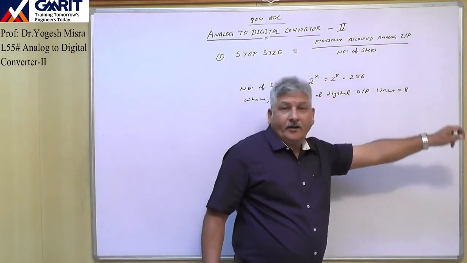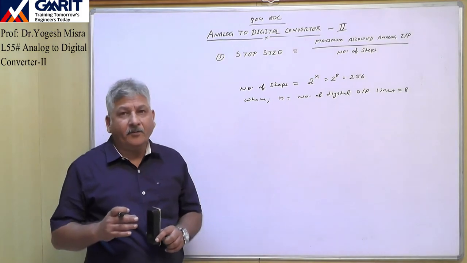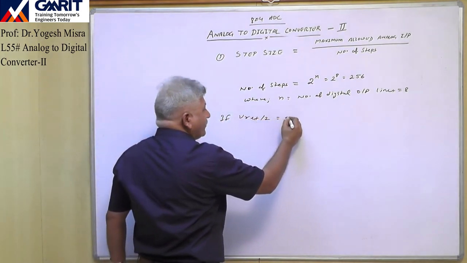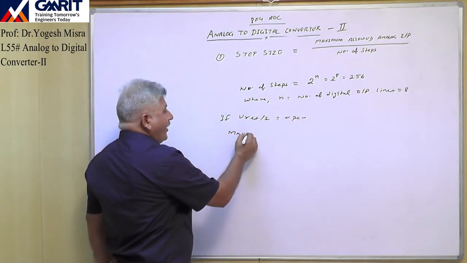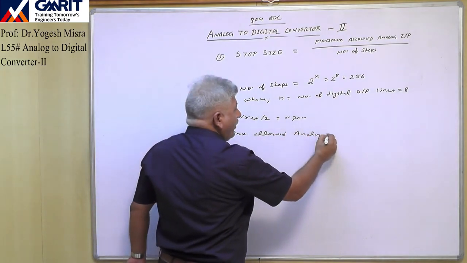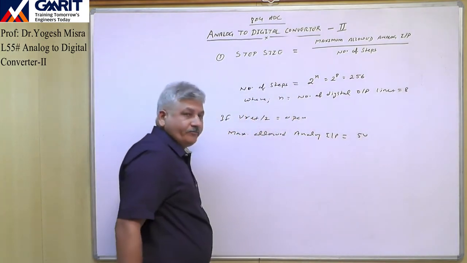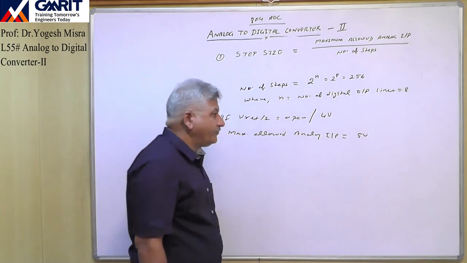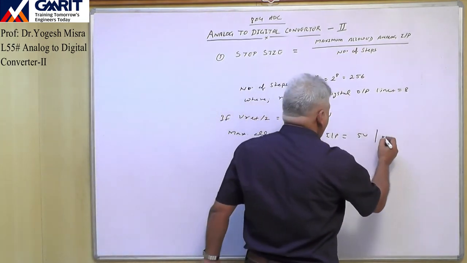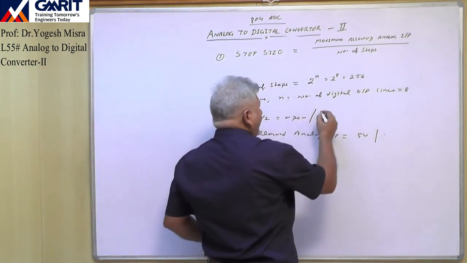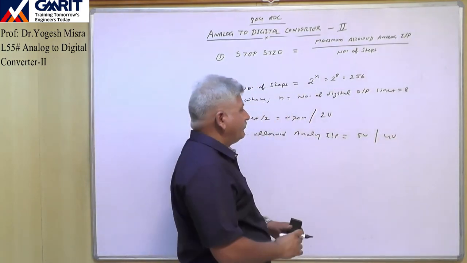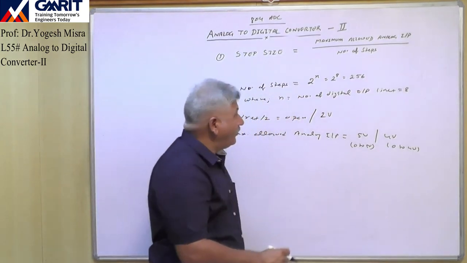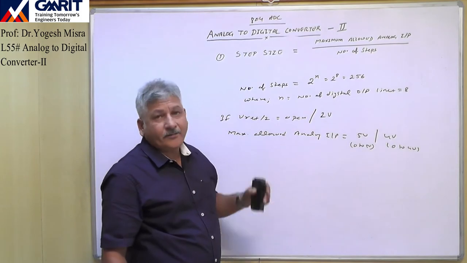Now the maximum allowed analog input will vary depending upon the position of the V reference by 2 pin. If V reference by 2 is open, then the maximum allowed analog input will be 5 volt. If V reference by 2 is 4 volt, the maximum allowed analog input will be 2 volt. If it is 2 volt, then this will be 4 volt. Means it is in the range of 0 to 4 volt. Here it is in the range of 0 to 5 volt. So the maximum allowed input voltage depends upon the V reference by 2 pin.